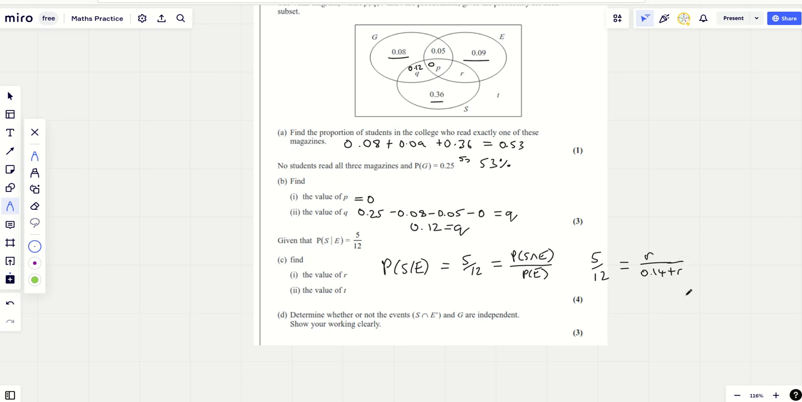And then it's just a case of, can you rearrange this equation? So I'm going to cross multiply here. 5 times (0.14 plus R) equals 12R. So 5 times 0.14 is 0.7 plus 5R equals 12R. Oh, missed an R there. And so that's going to give me 0.7 is 7R. So it looks like R is 0.1. When the number works out quite nicely, you've probably done it right, haven't you?